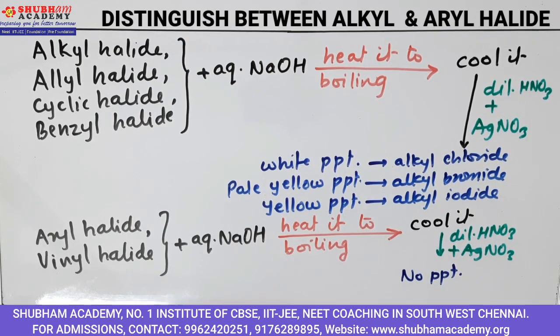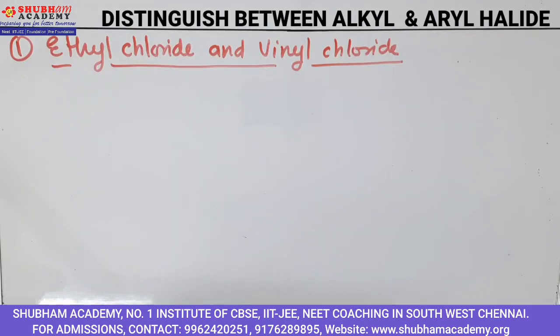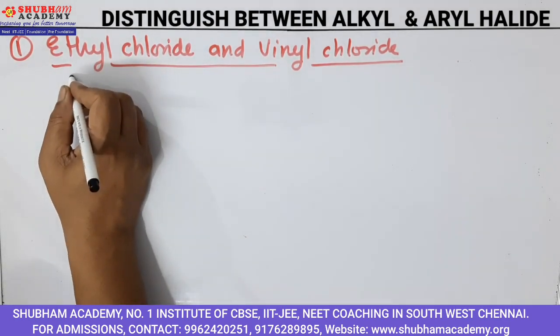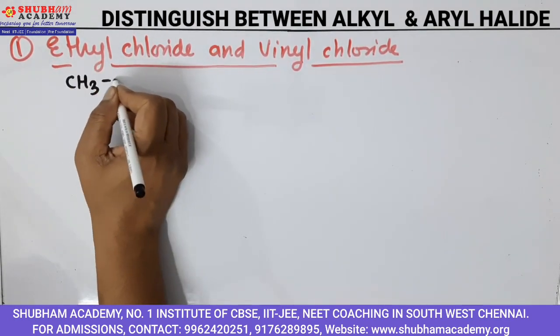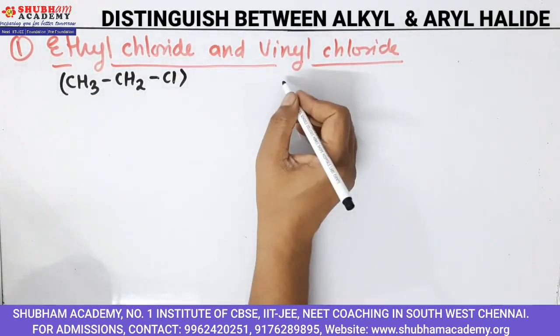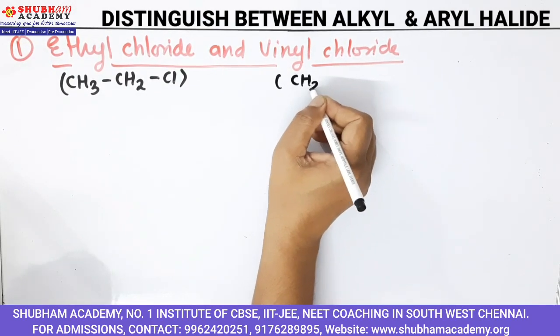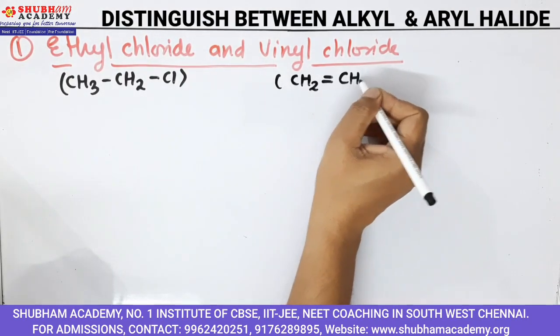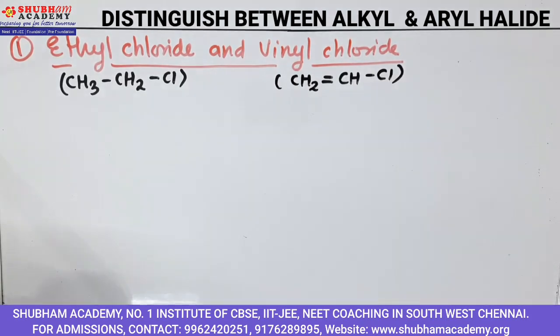Now we will see in board exam, in what way the questions are asked from this. So the question can be asked in this way, that distinguish between ethyl chloride and vinyl chloride, right. So first we will draw the structures of both these. So ethyl chloride is CH3, CH2, Cl, and vinyl chloride is CH2 double bond CH, Cl, right. Now we will see one by one.